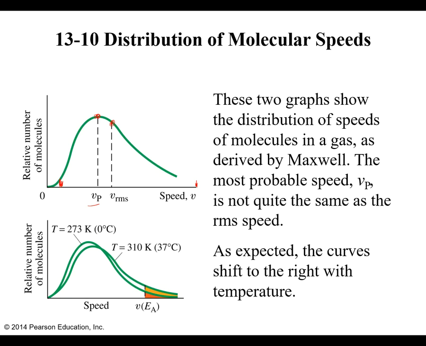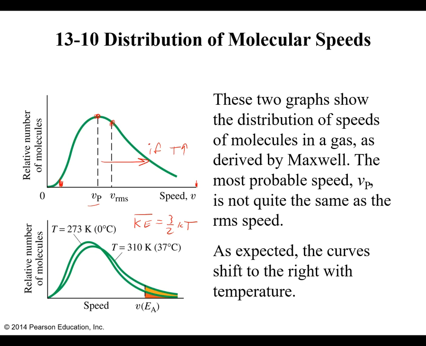Now, remember, that the kinetic energy is going to equal 3/2 kT. So if your temperature increases, then so does your kinetic energy. If your kinetic energy increases, so does your velocity. So we would expect all of this information, all of this graph, to move to the right if T is increasing. So at higher temperatures, we expect everything to shift to the right.